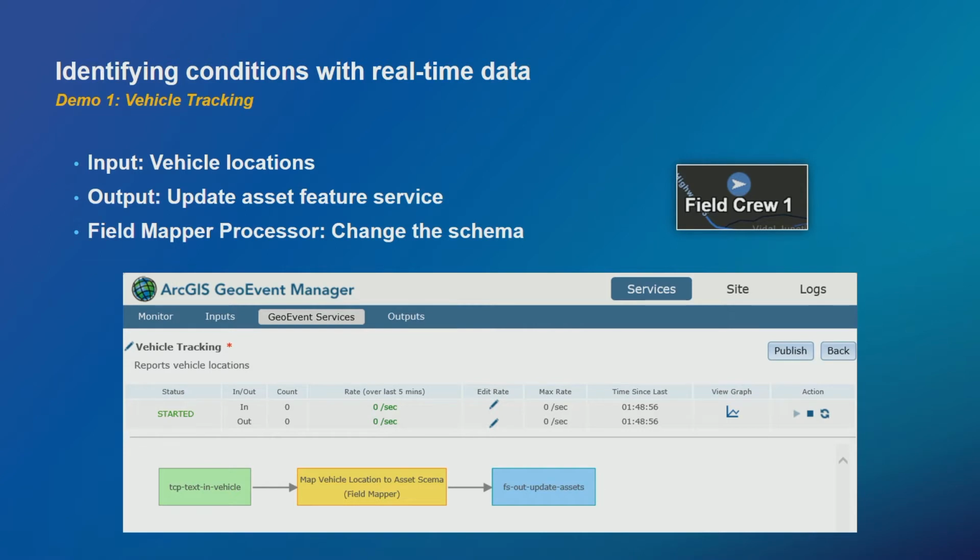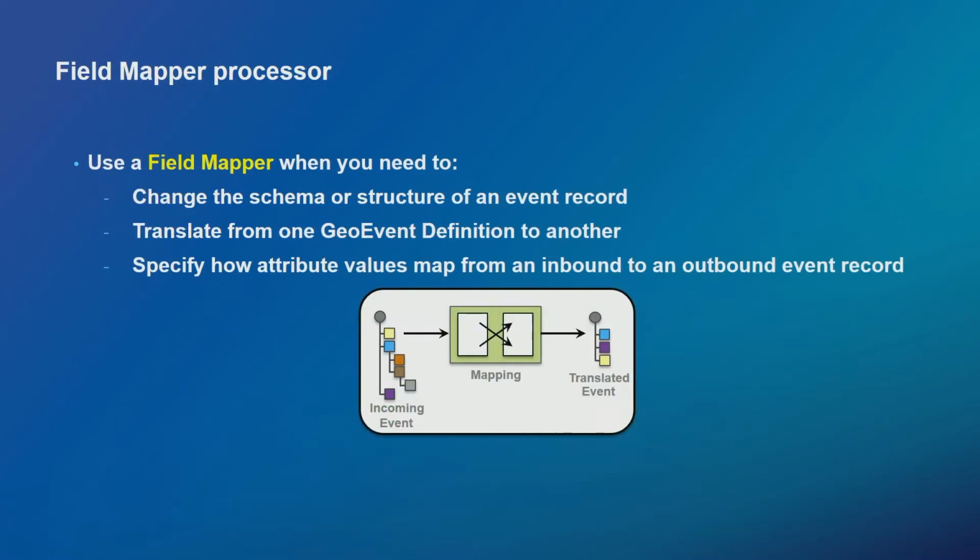Looking at the service, the GeoEvent service behind this demonstration, it monitors the locations of the vehicles and is constantly updating where our mobile assets are. The only processor in this case is a field mapper used to translate the schema of the incoming data to the outgoing schema. Field mapper is one of the most important processors you're going to use. It probably should be used in just about every service that you have, especially in your outputs, in order to make sure that the data is in the right format.